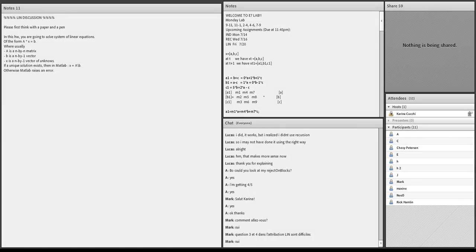Remember that if a unique solution exists, then in MATLAB, if you type x equals A backslash b, this is the command with which MATLAB solves the system of equations. This gives you the vector of unknowns x. Otherwise, if there are either zero solutions or an infinite number of solutions, then MATLAB raises an error. Keep this in mind throughout the homework. This will help you a lot.